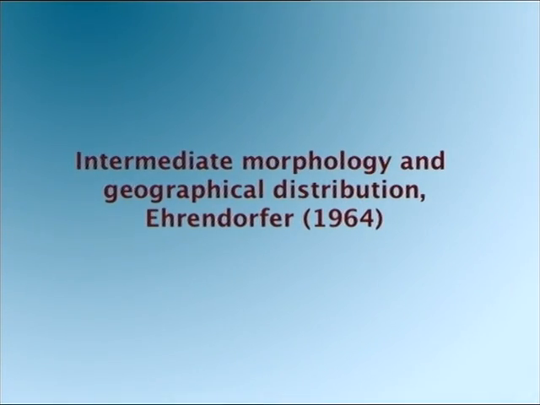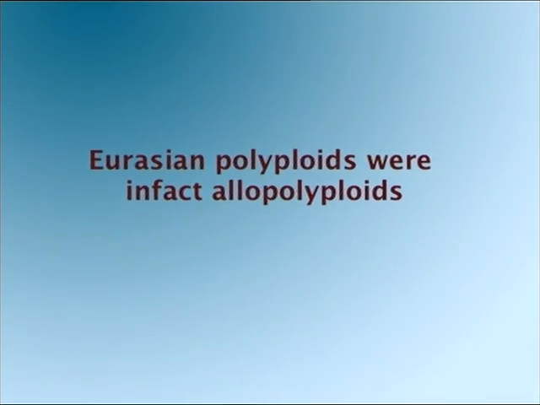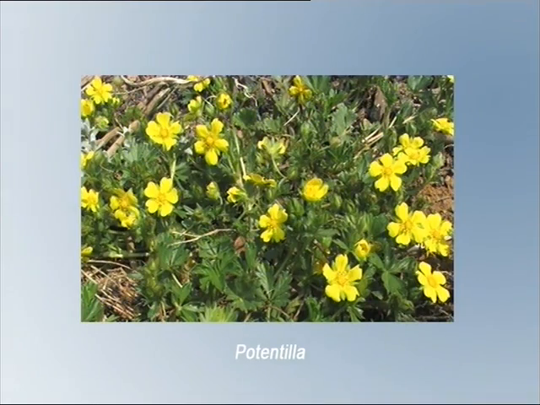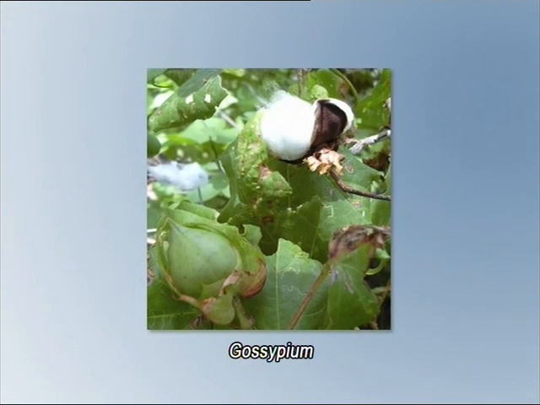However, based on characters such as intermediate morphology and geographical distribution, Ehrendorfer in 1964 suggested that several Eurasian polyploids were in fact allopolyploids. Although much cytological work has been done in Artemisia, definite evidence for allopolyploidy is scarce. The karyotype data have been extremely useful in distinguishing various species of Clarkia, Viola, Nicotiana, Potentilla, Achillea, Gossypium, and many more genera.